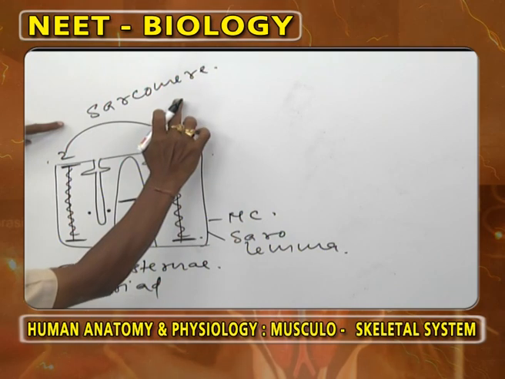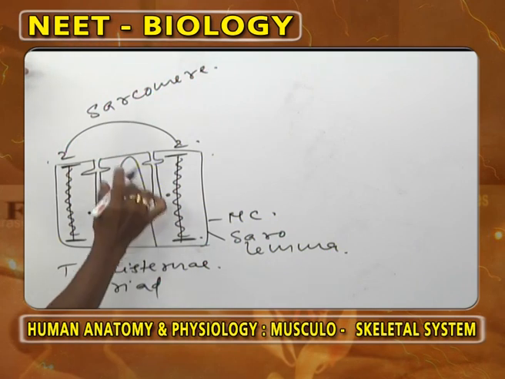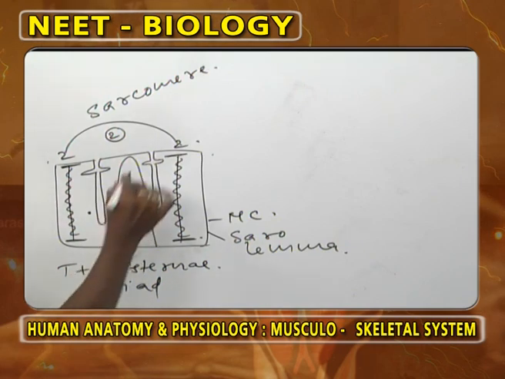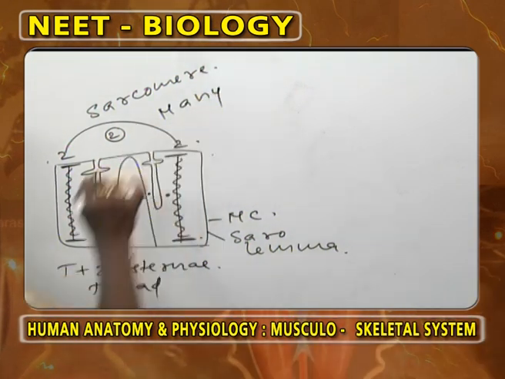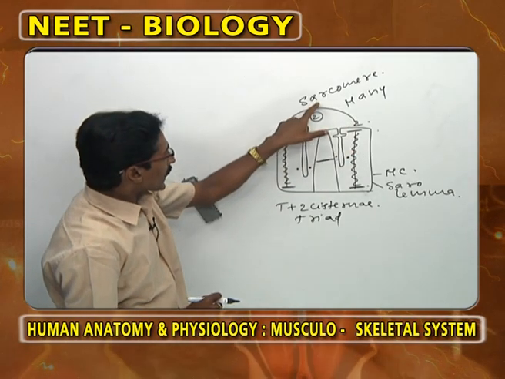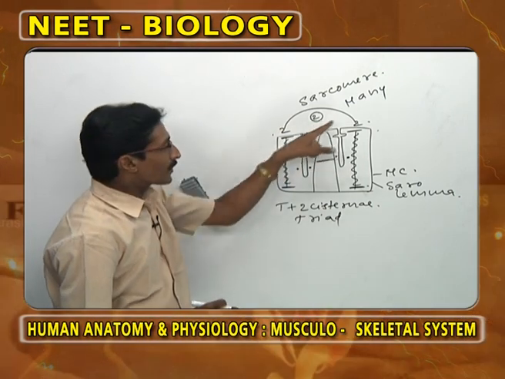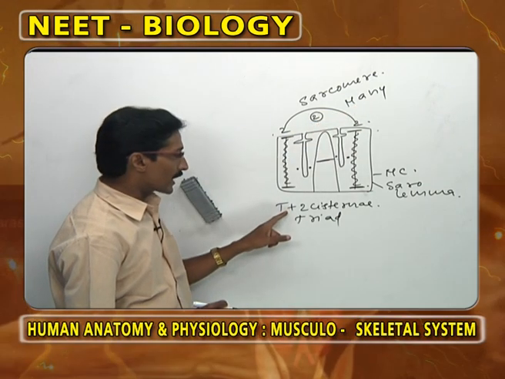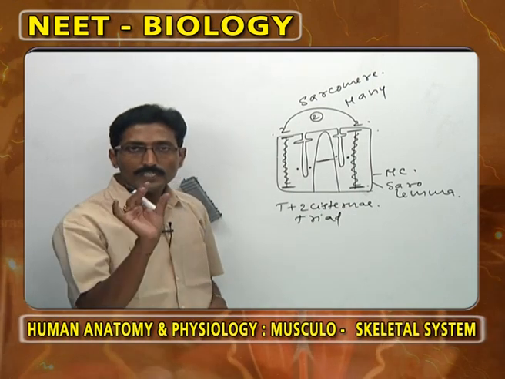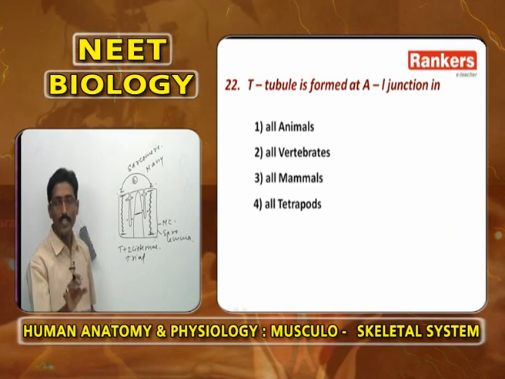Now here, in a muscle cell, in a sarcomere, how many triads are present? 2 triads. In a muscle cell, how many triads are present? Many. What is the sarcomere? Place between two Z lines. In a sarcomere, how many triads? 2. In a muscle cell, how many triads? Many. What is a triad? One T tubule, on either side two cisternae. Now here, such triad between A and I, where is it present? Only in case of mammals.